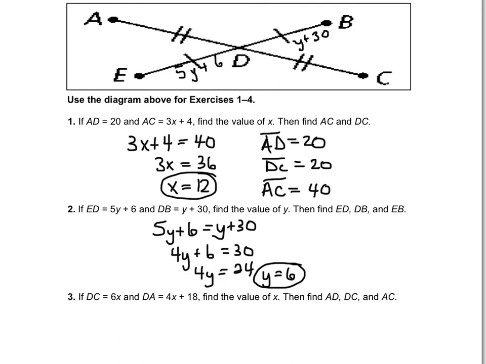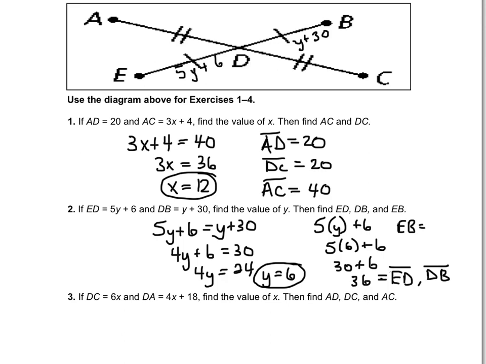Now if y is 6, I should be able to figure out ED, DB, and EB, all three of them. So 5 times 6 plus 6. 5 times 6 is 30, plus 6 is 36. And that happens to be segment ED, which is the same as DB. So those two are both 36. And then EB is going to be 36 plus 36, which is 72. So this kind of goes through and shows you how the midpoint works.